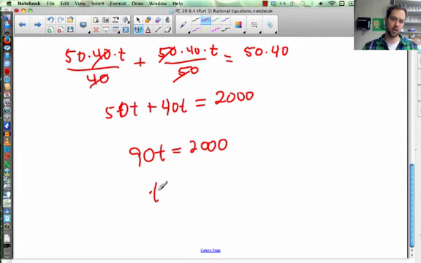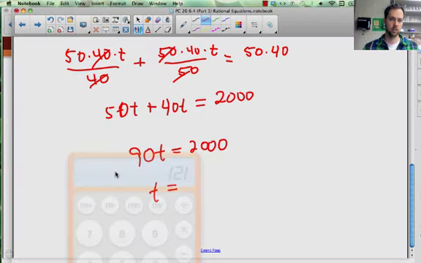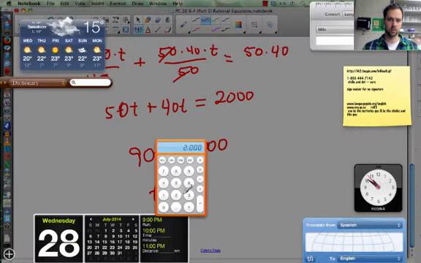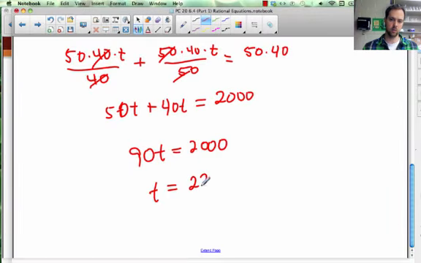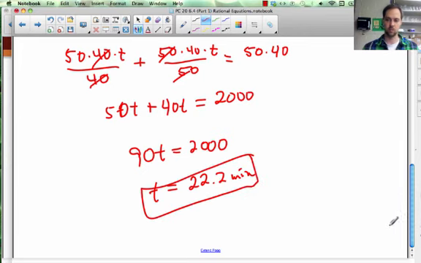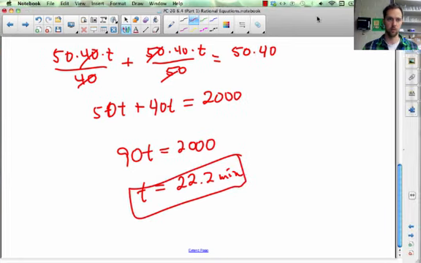Now divide each side by 90. T equals 2,000 over 90. So 2,000 divided by 90. Okay, T equals 22.2 minutes. It will take them together to deliver all the papers.